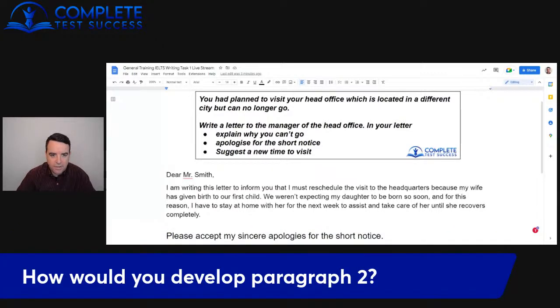So if you're responding to the task, how would you develop paragraph 2? Or if you're responding to the prompt, apologize for the short notice, that would not be relevant.